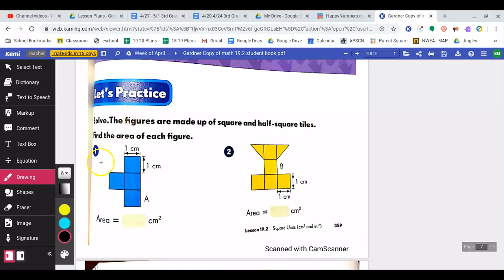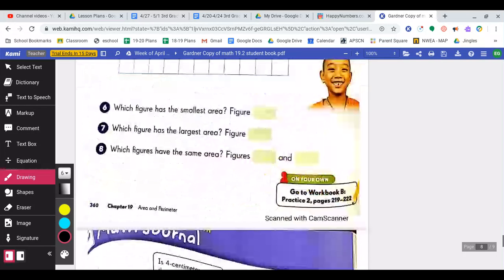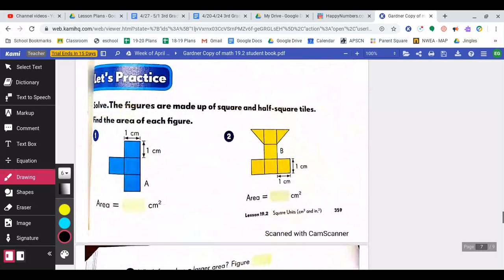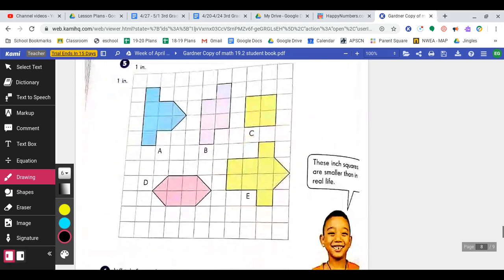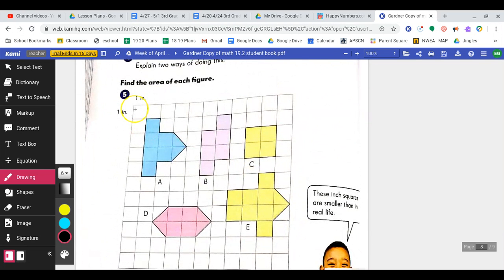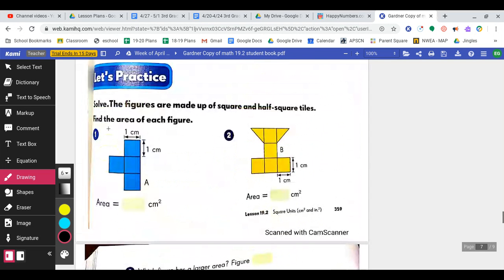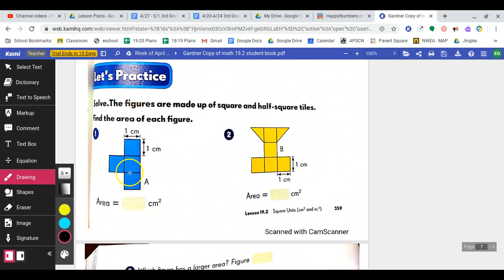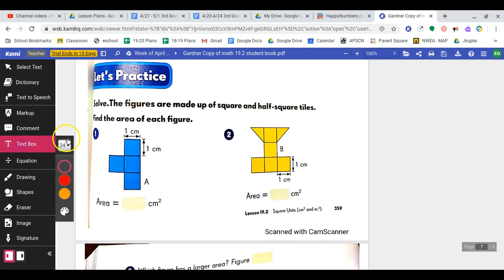Over here to Let's Practice, let's begin trying to figure out the area of these shapes. With this one, we have centimeters that we're measuring with. Make sure you're looking very carefully at what we're measuring with. Down here, it goes on to inches. Okay, try to solve 1 and 2, and then we'll go over the answers. Okay, pause it if you need more time.